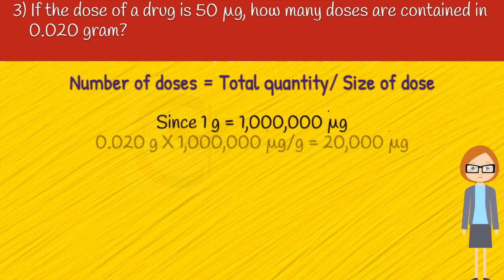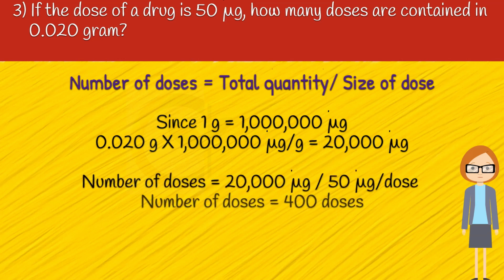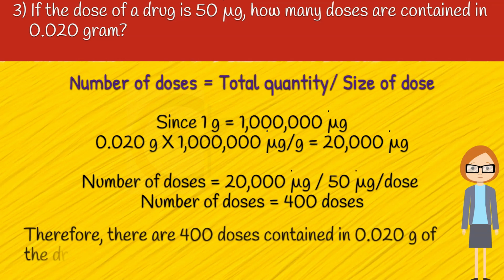First, let's convert 0.020 gram to micrograms. Since 1 gram is equal to 1 million micrograms, 0.020 gram will be equal to 20,000 micrograms. Now, divide the total amount, that is, 20,000 micrograms, by the dose per unit, that is, 50 micrograms. Therefore, there are 400 doses contained in 0.020 gram of the drug.